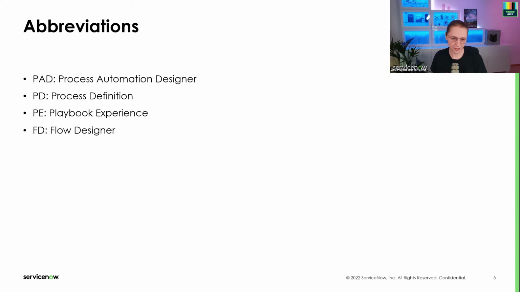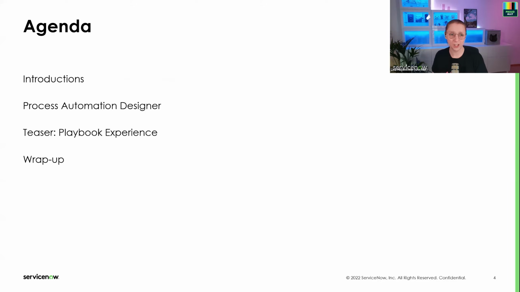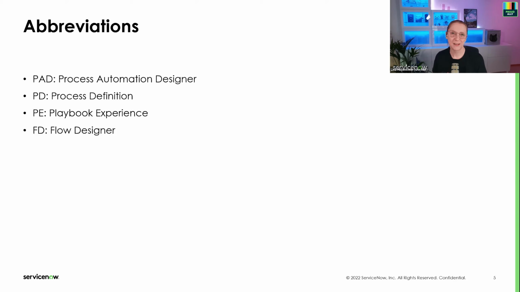And just to give you a small info on the agenda. So mostly we're speaking about Process Automation Designer. We'll touch a little bit on Playbook experience. And then as time permits, Jason will give us a small tour through a live demo of the product, and then we'll wrap it up at the end. All right, some abbreviations that you will find us using are PAD for Process Automation Designer, PD sometimes for the process definition, and then also PE for Playbook experience, as well as FD or Flow Designer, like that.